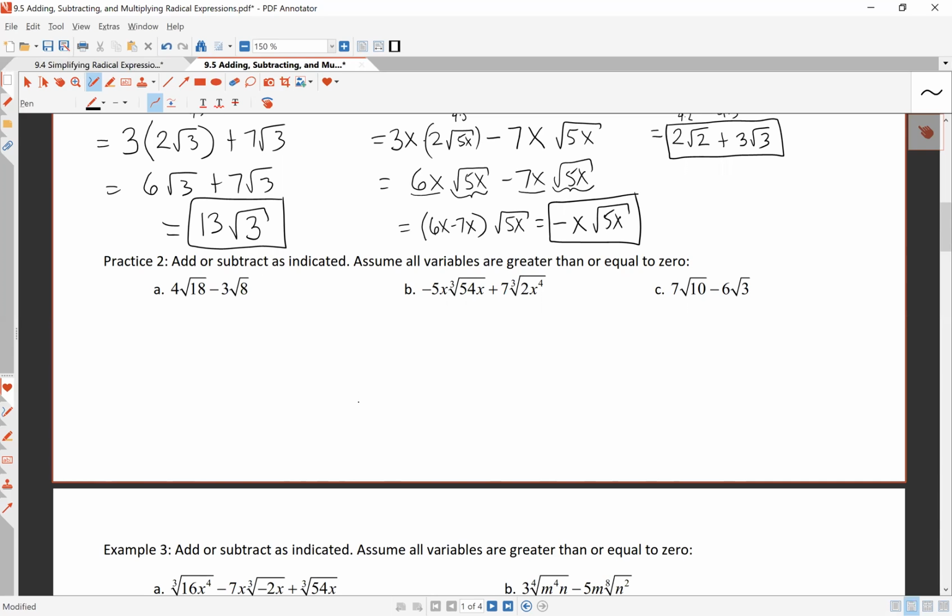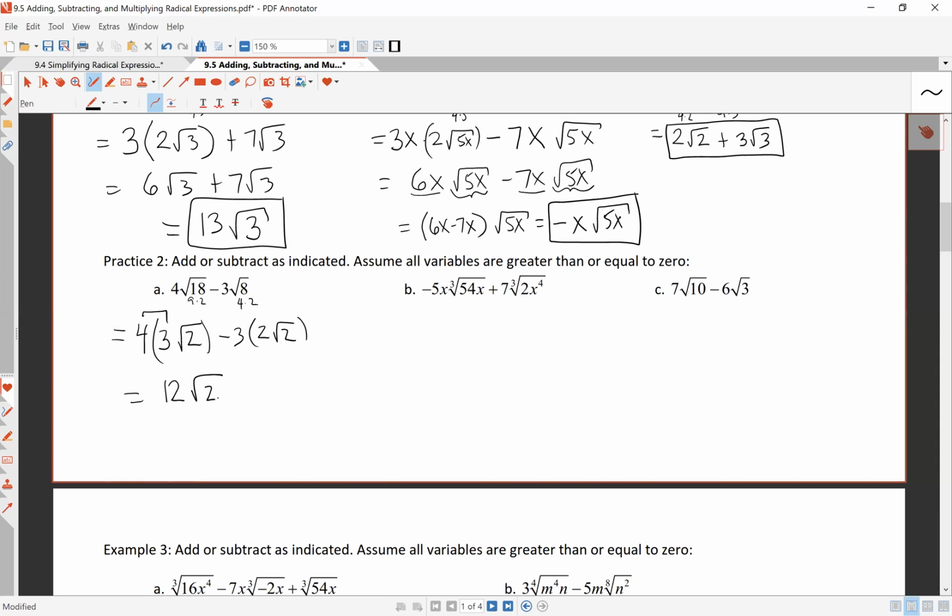Now that you've had a chance to work these out, I'll work these out with you. We first need to simplify the square root of 18. And since 18 is 9 times 2, we take the square root of the 9, that's the perfect square, and then the other piece stays under. Square root of 8. 8 is 4 times 2, and the square root of 4 is 2, and that other piece stays under. These get multiplied.